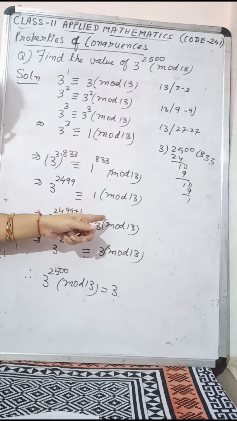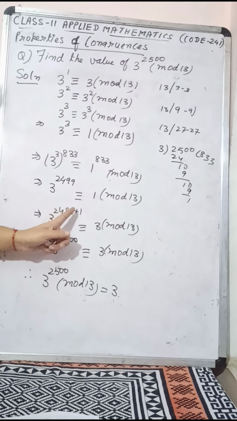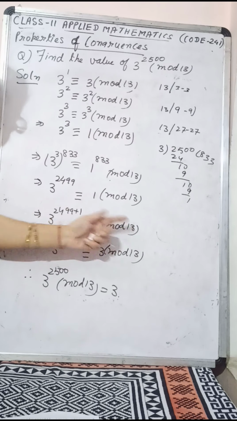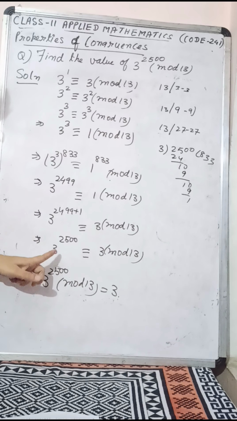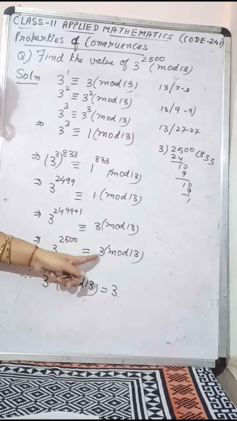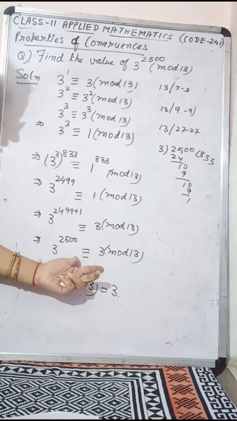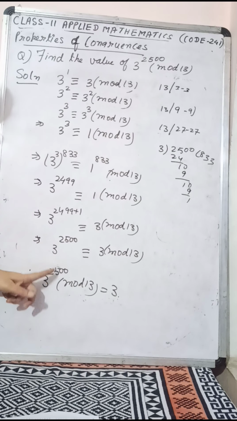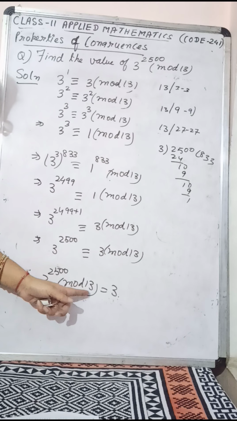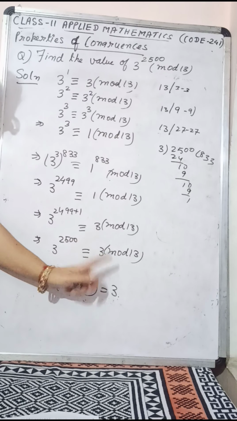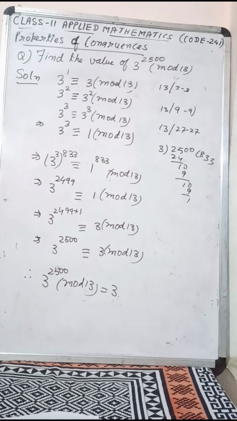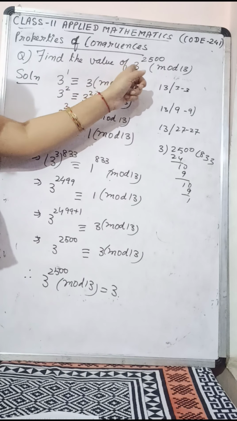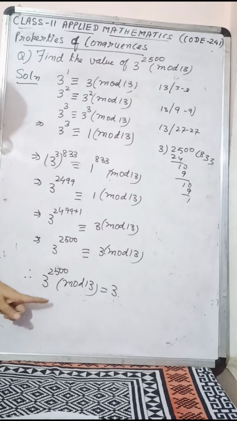here also I have to multiply, because we know the property. So 3 power 2499 plus 1 is congruent to 3 modulo 13, with 3 multiplied to both sides. So this will become 3 power 2500 is congruent to 3 modulo 13. So here we got the result that 2500 minus 3 is completely divisible by 13. So 3 power 2500 modulo 13 is 3. That is, when we divide by 13, the remainder will be 3. This one is the remainder. Always keep in mind this becomes the remainder. So the value of 3 to the power 2500 modulo 13 is 3.